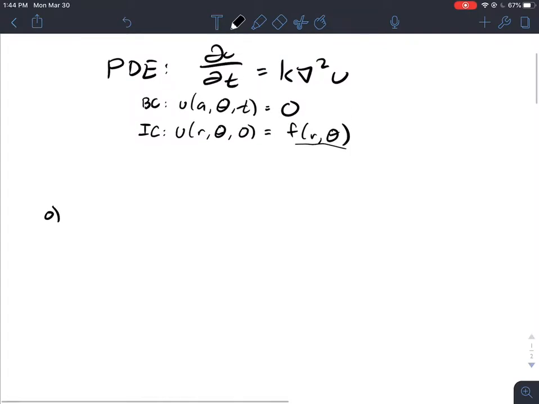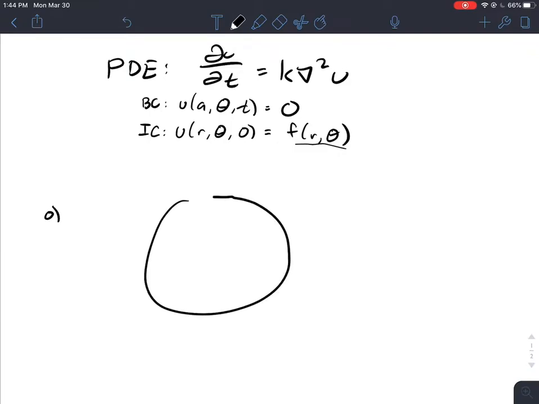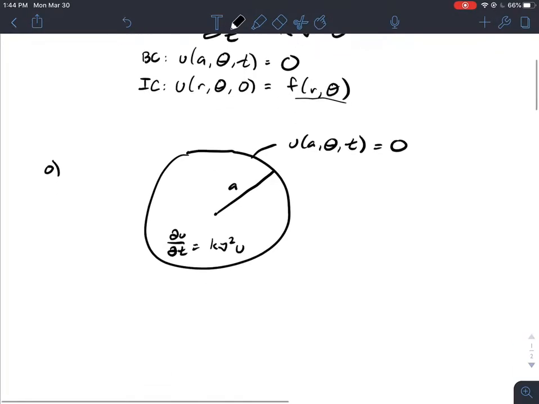So we're given the PDE du/dt is equal to k Laplacian u. So we're going to be on a circle. According to the boundary condition, our circle has a radius a, and on the edge of the circle, u is equal to 0. And then our PDE is going to model the heat distribution over this circle, so we can think of this sort of like a metal plate, and we're trying to model its heat distribution across some infinite period of time.